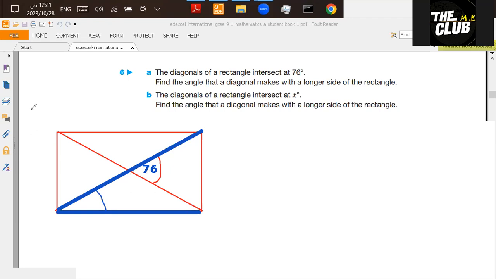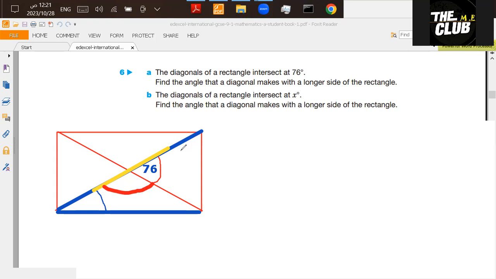So first thing we do, we can notice that this one is a straight line. This straight line has 76 on one side, okay, and next to it we have this angle. So we can find this angle by the information of 76.